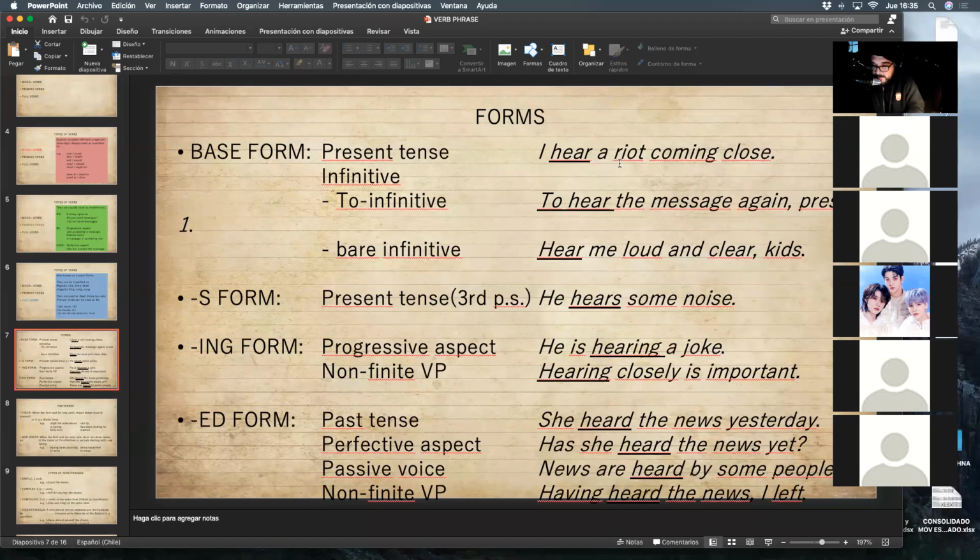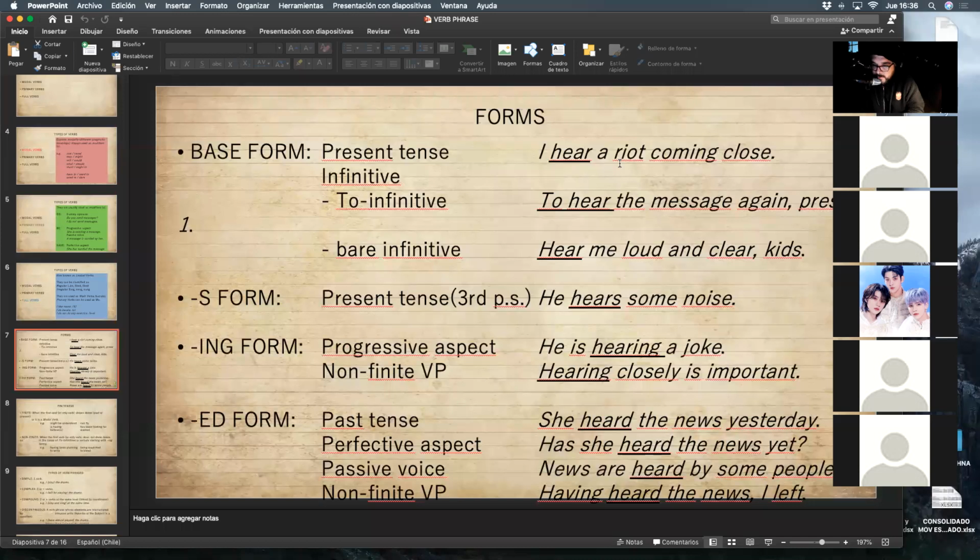Okay, so in the example, she heard the news yesterday. Heard is a verb phrase made out of a verb head heard, and that verb head is in its -ed form because it is in past simple. And the second, has she heard the news yet? Okay, that's a verb phrase, has heard, and that verb phrase is the main verb. Heard is written in its ed2 form because it is a past participle, because it is in its perfective aspect.